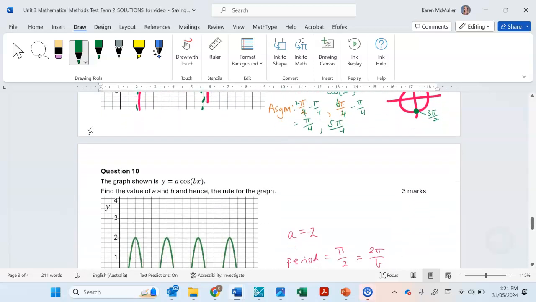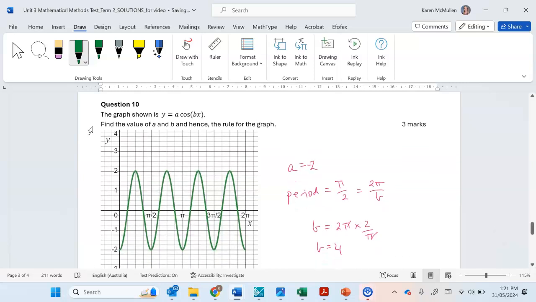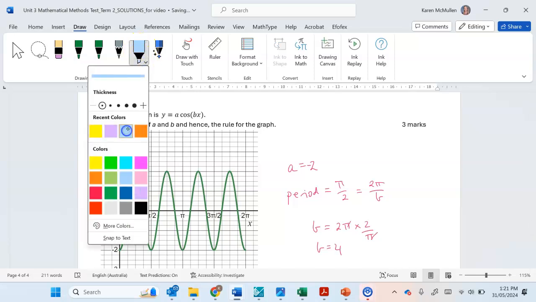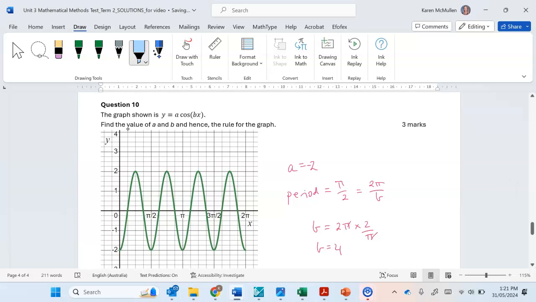All right, moving on to question 10. Now I don't know why, well, I do know why question 10 comes before question 9, because we did have it around the other way because we thought question 10 was easier than question 9, which is very true. So it tells us it's a cos graph.